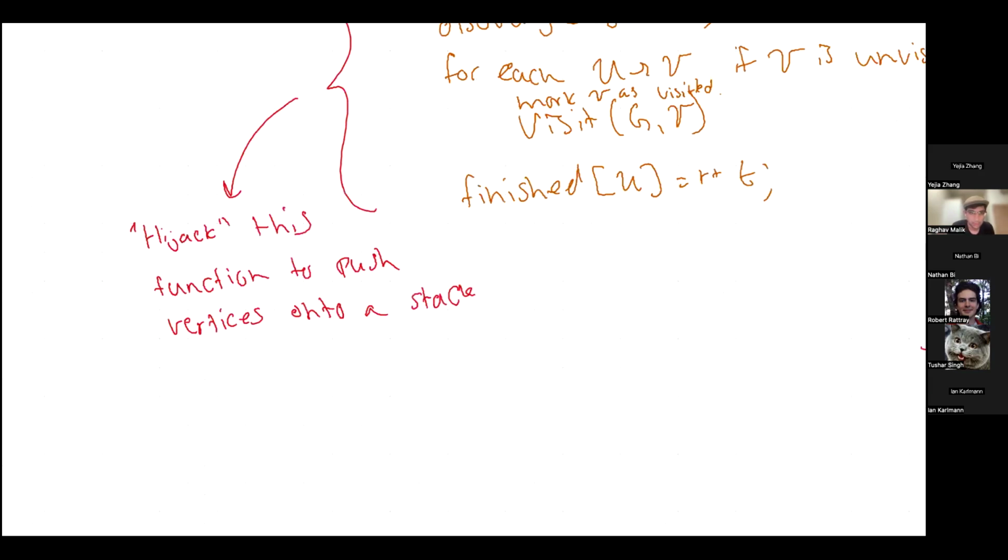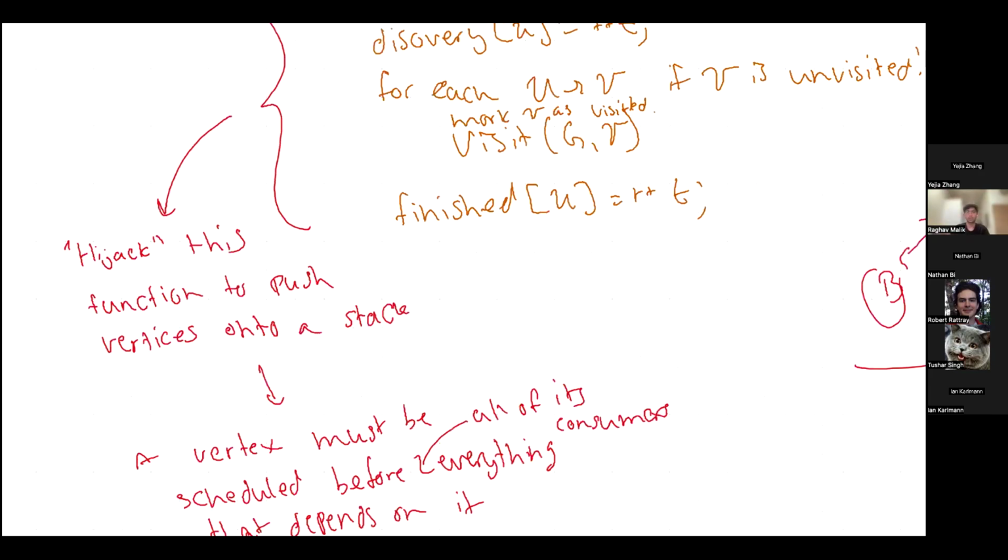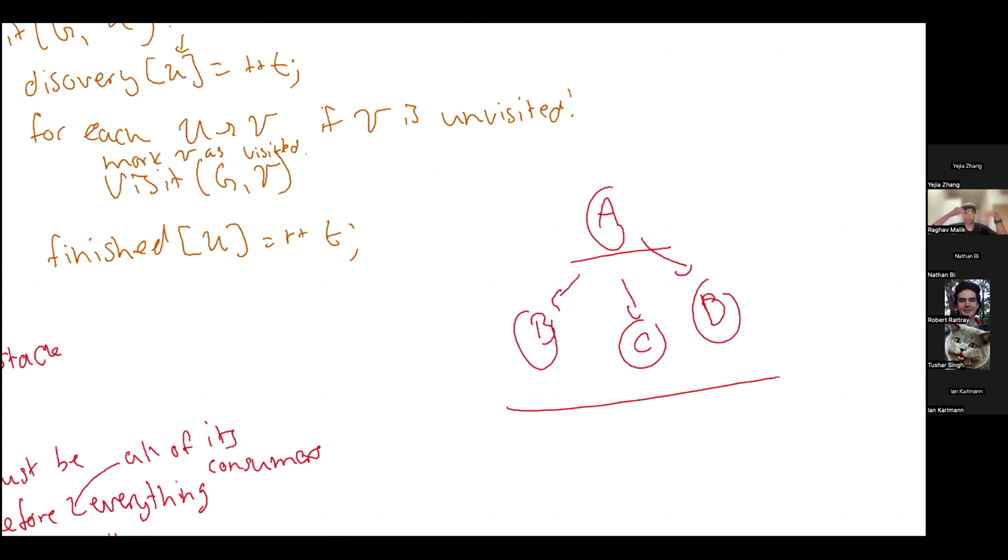So maybe I'll continue and I'll say a vertex must be scheduled before everything that depends on it, right? Maybe we say it must be scheduled before all of its consumers, right? We can think of this as like producers and consumers. So like B consumes the result of A, C consumes the result of A, or something like that.